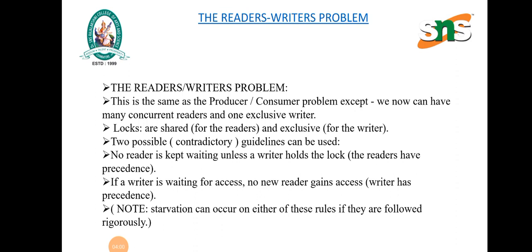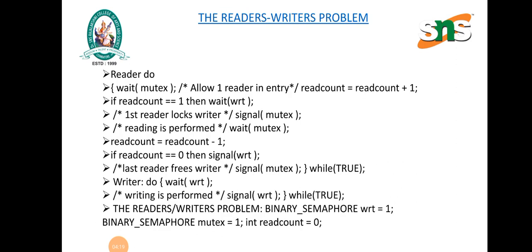We have many concurrent readers but only one exclusive writer. Two possible guidelines for locks can be used. No reader is kept waiting unless the writer holds the lock. If the writer is waiting for access, no new reader gains access. Note, starvation can occur if either of the rules is followed rigorously.